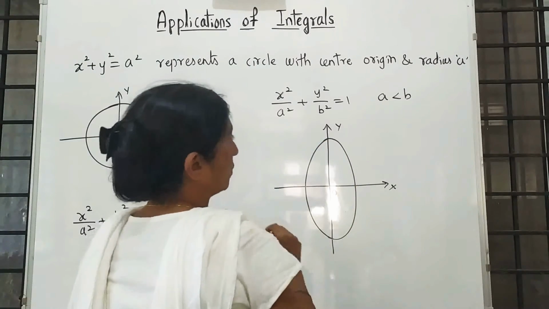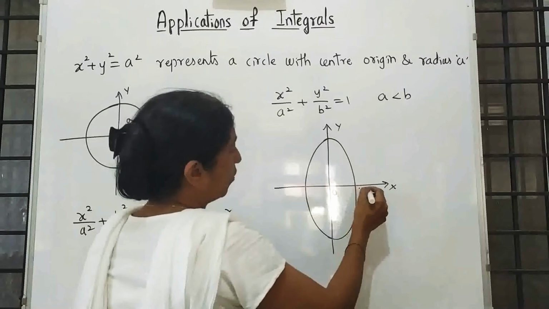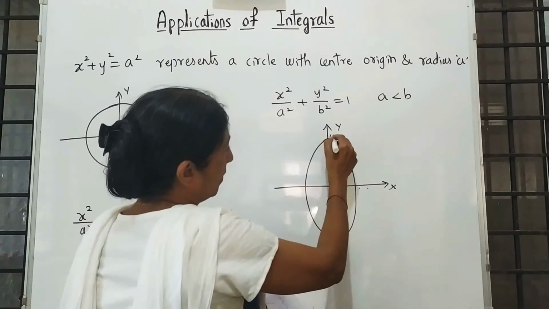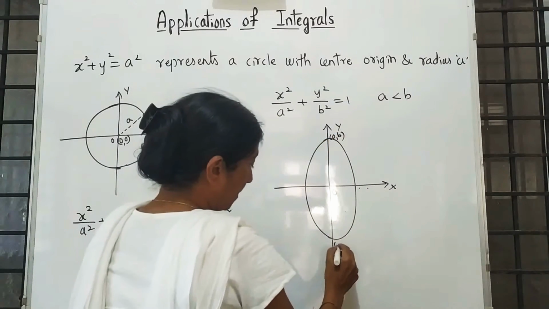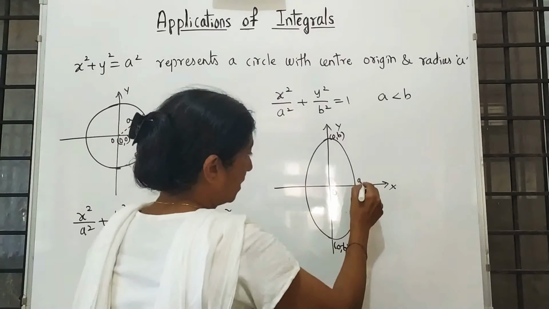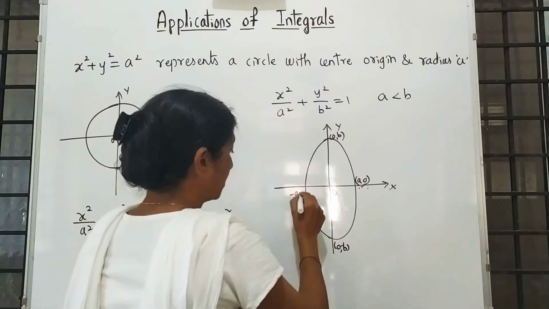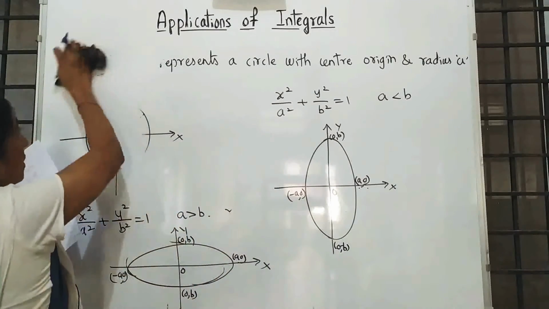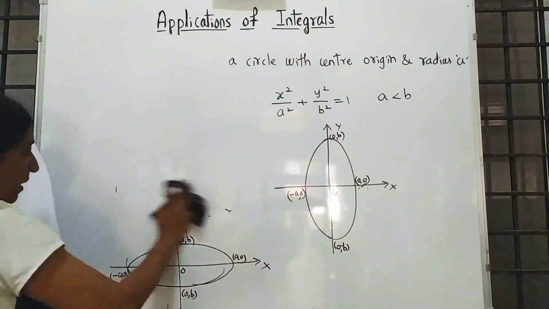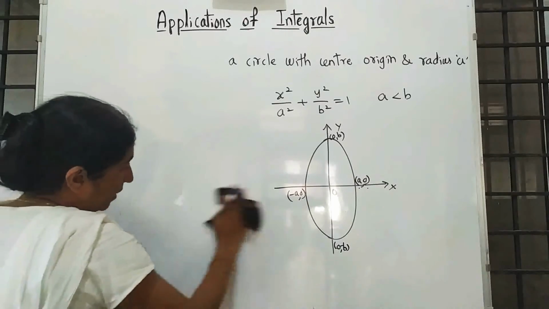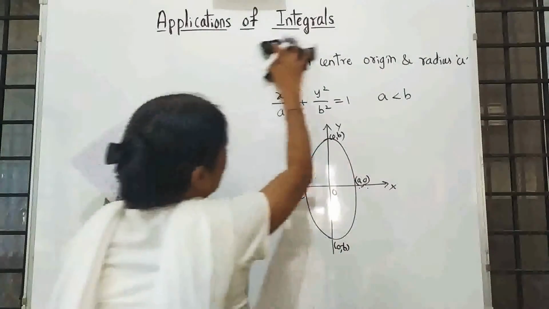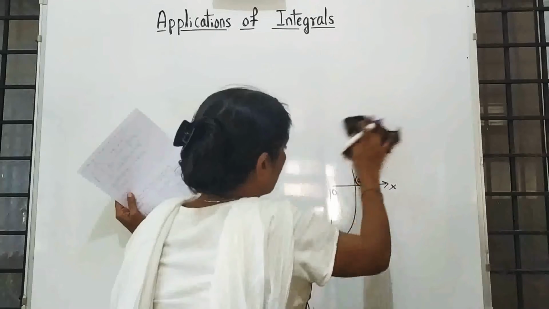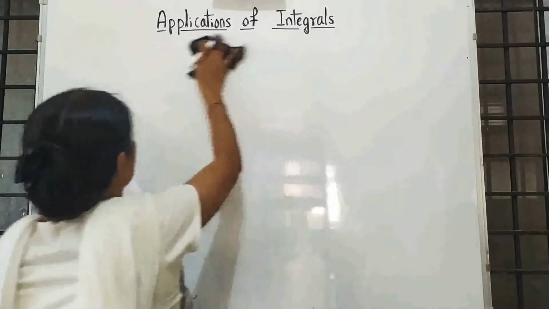This is the origin, and the same vertices: A comma 0, 0 comma B, 0 comma minus B, A comma 0 and minus A comma 0. After this we are moving to the next important figure, that is the parabola. In the parabola we have 4 types.